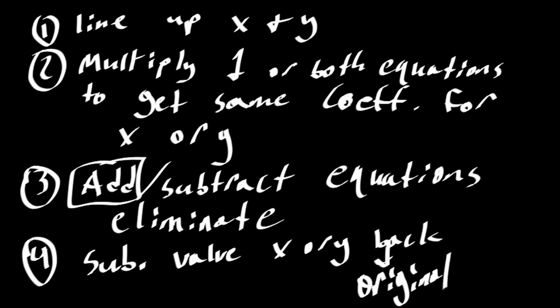All right. So once again, we're going to line up the x and the y. We're going to multiply one or both equations to get the same coefficient for either our x or our y. Then we're going to add to actually have the elimination process fall through. And then the last step is once we actually have an x or a y, we can just plug that back into the original to find the other value. So let's look at a problem real quick, because honestly, once we go through the problem, it makes way more sense than the actual steps do, I think.